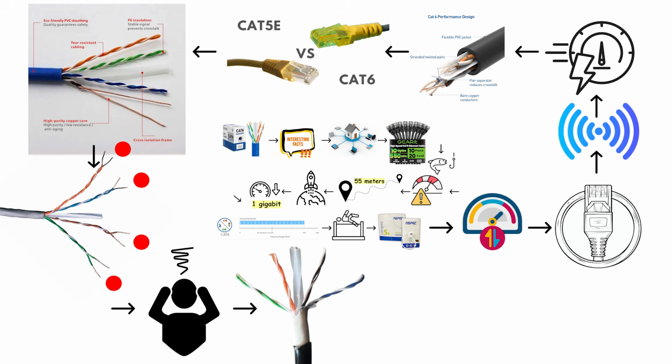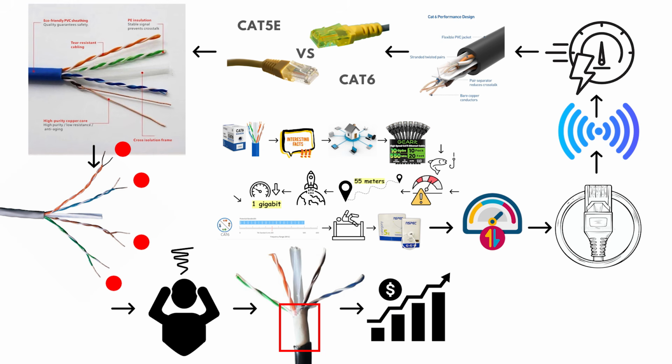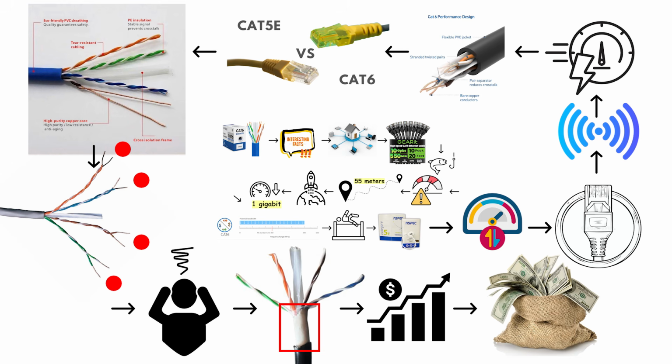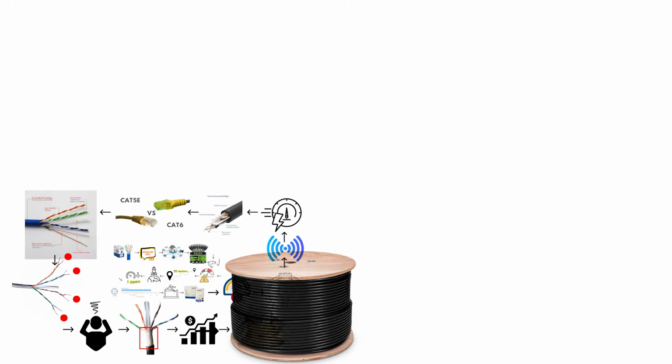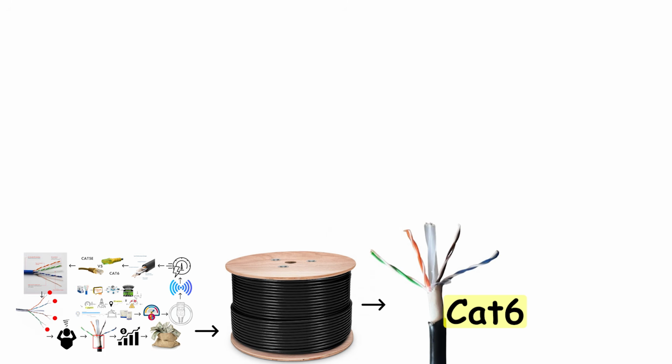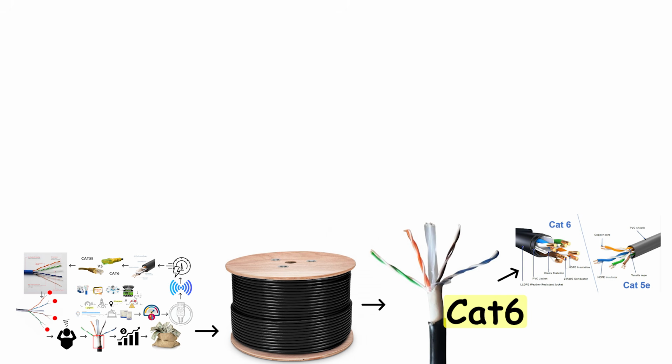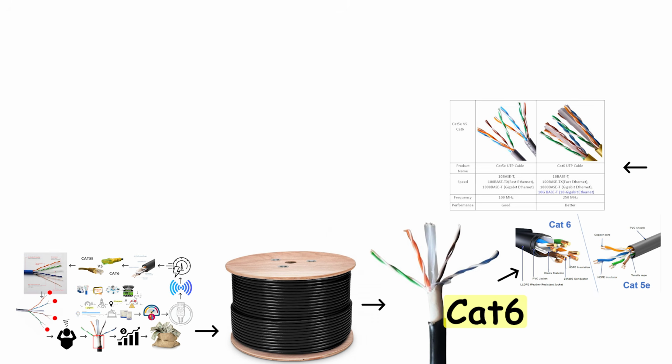Some manufacturers also add more robust outer jackets to prevent damage. All of these improvements cost more to produce, which is why Cat 6 cables are typically more expensive than Cat 5e. If you're buying cables today and you're not sure what to get, Cat 6 is probably your best choice. It's not drastically more expensive than Cat 5e, and it gives you room to grow as network speeds increase.